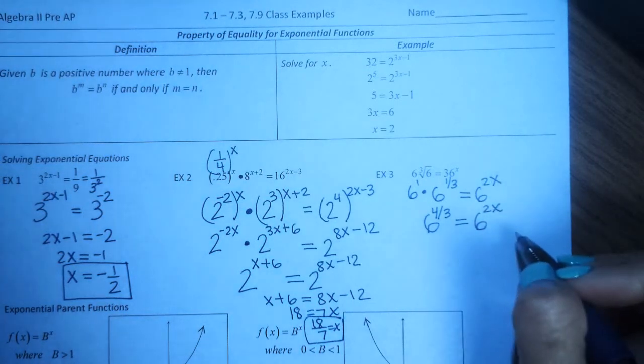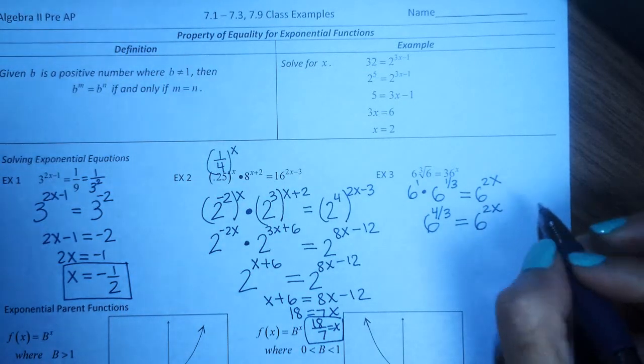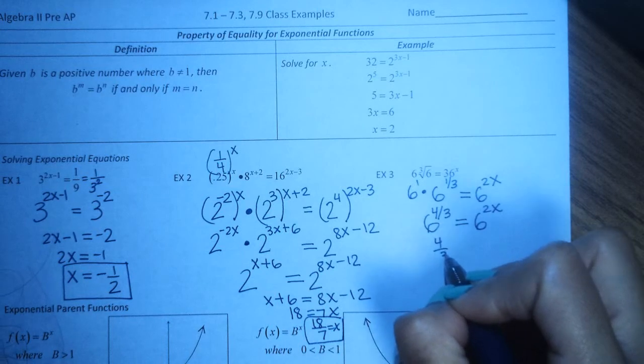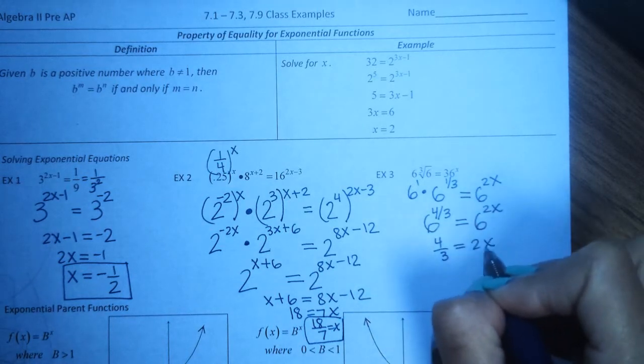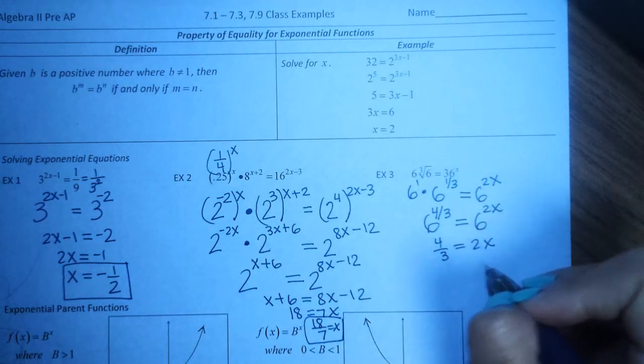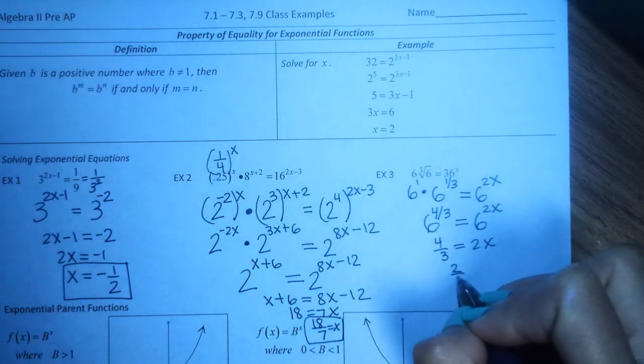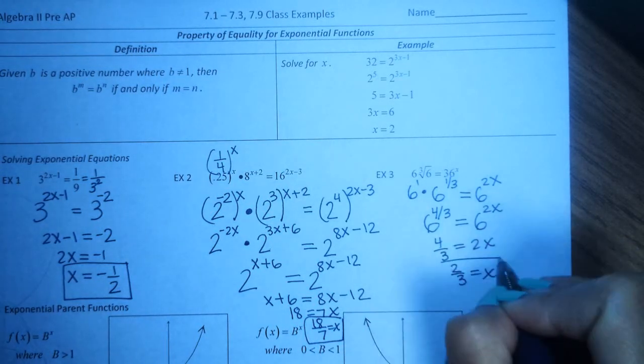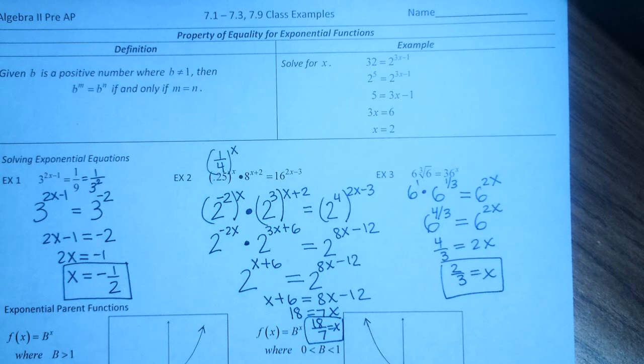Now we can just set the exponents equal to each other. 4/3 equals 2x, divided by 2. I'll pause for questions, and then we'll move on to the graphing.